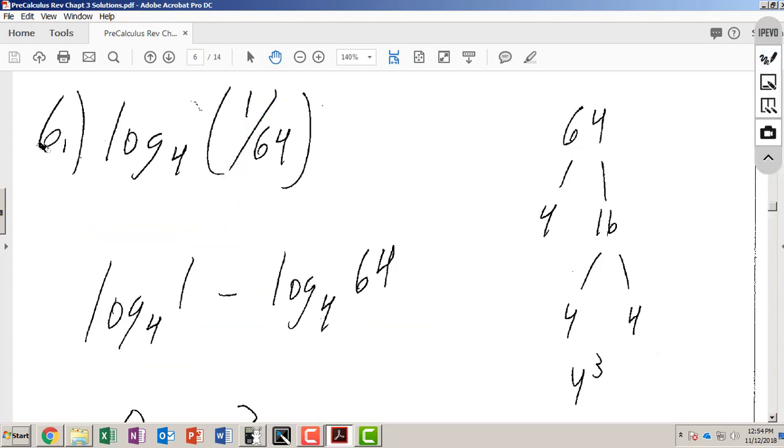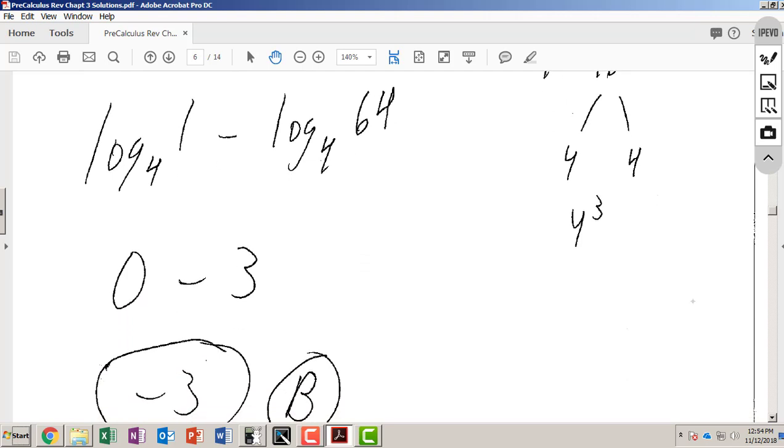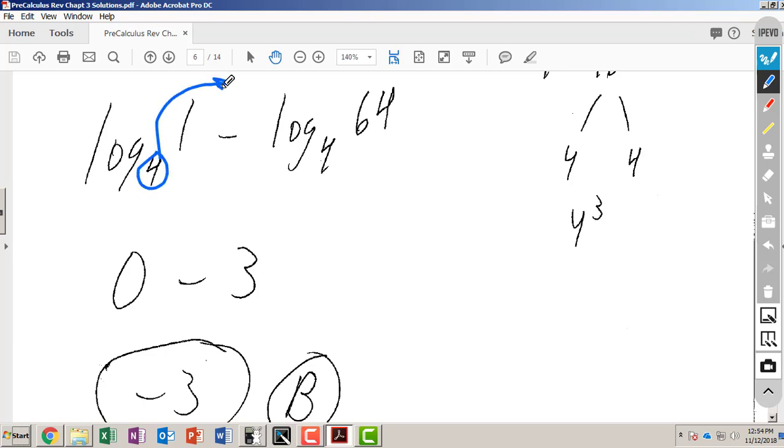So solving each one of these separately, I know that log base 4 of 1, the answer to that is 0. Because this is basically asking me 4 to what power is equal to 1. And so that would be 4^0 = 1. And so that answer would be 0. I've got log base 4 of 64.